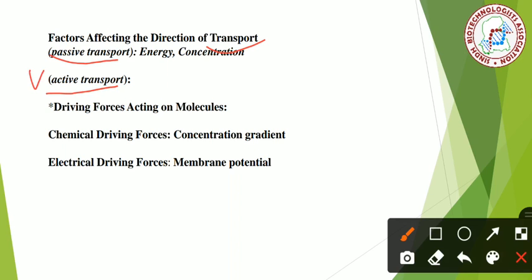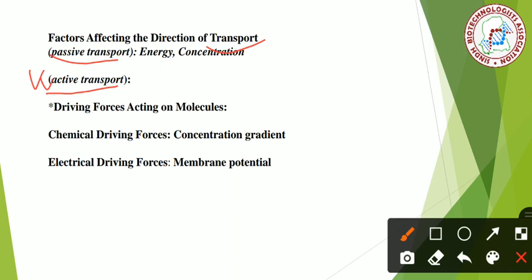We also have active transportation. Active transportation is totally opposite of passive transportation. Here, of course, we need energy, external energy, to move the molecule against the energy gradient. It's called active transport. So it needs external energy to move the molecule from one space to another space.